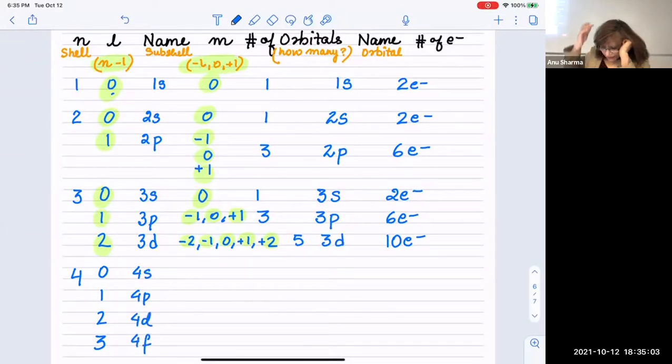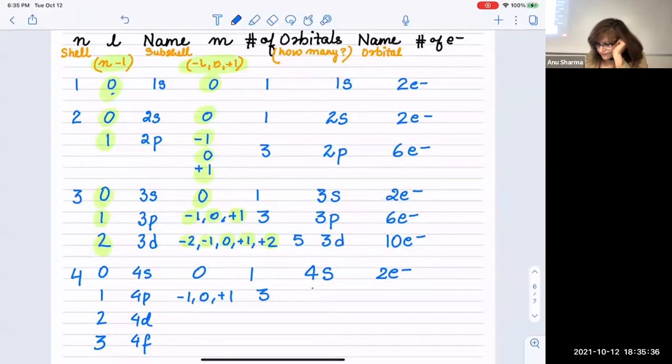Okay, 4s. Now, when the value of L is 0, the M is also 0. Number of orbitals is 1, and that name is 4s, and there are 2 electrons here. Okay, next. When the value of L is 1, what is the value of M? It's basically the same thing, repeating from the top. Very good. So negative 1, 0, and positive 1. So how many orbitals are there? 3 orbitals. Very good. Name? 4p. Very good. Number of electrons? 6 electrons. Good.